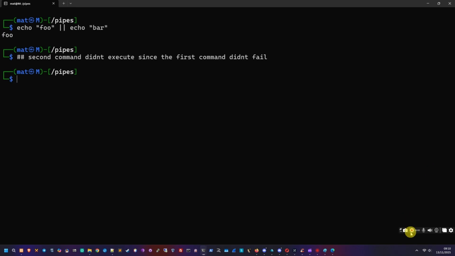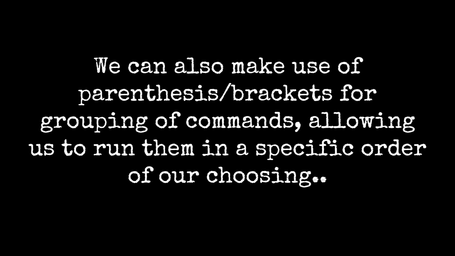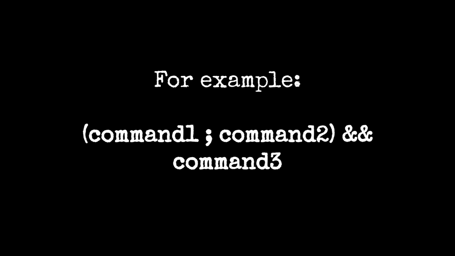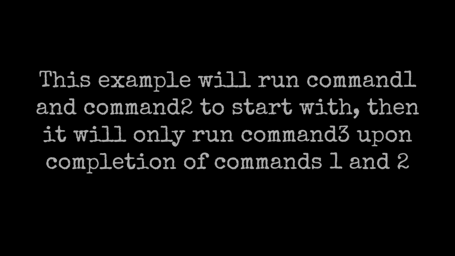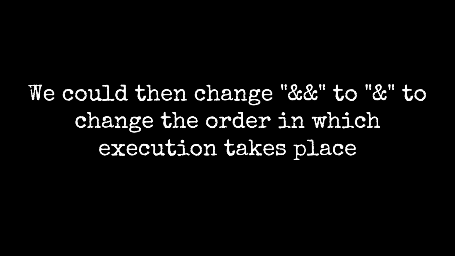Some other useful characters specific to the terminal are brackets, as these can be used to tell the terminal to execute commands in a specific order. We can combine this with other previously mentioned characters. For example, we could have 2 commands separated by a semicolon within brackets, followed by a third command outside of the brackets separated by an ampersand. I'll demonstrate some examples of how this can be used to change the order in which our commands get executed.